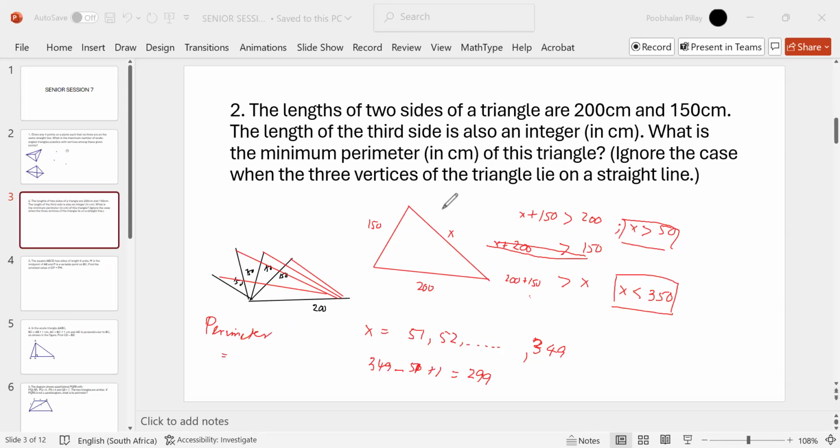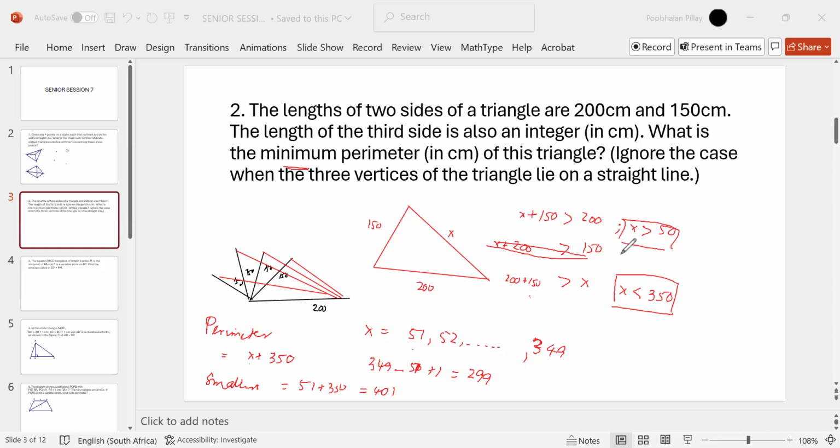The perimeter of this triangle is the sum of the 3 sides. So that is x plus 350, right? And the smallest possible value, the minimum perimeter, is the smallest value of this. And that tells you we must get the smallest value for x, which is 51. So we didn't need to know all those things. The minimum equals 51 plus 350, which is 401. So that's the minimum perimeter.